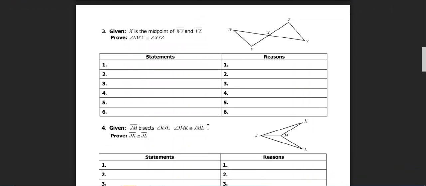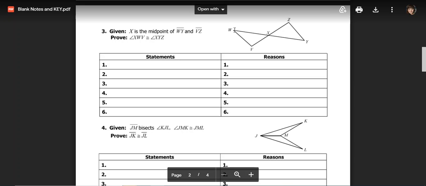Remember that the process is that you're going to state your givens, draw conclusions from the givens that will allow you to prove the two triangles are congruent, and once you've proven that the triangles are congruent, you can prove that the parts are congruent by corresponding parts of congruent triangles are congruent, CPCTC.